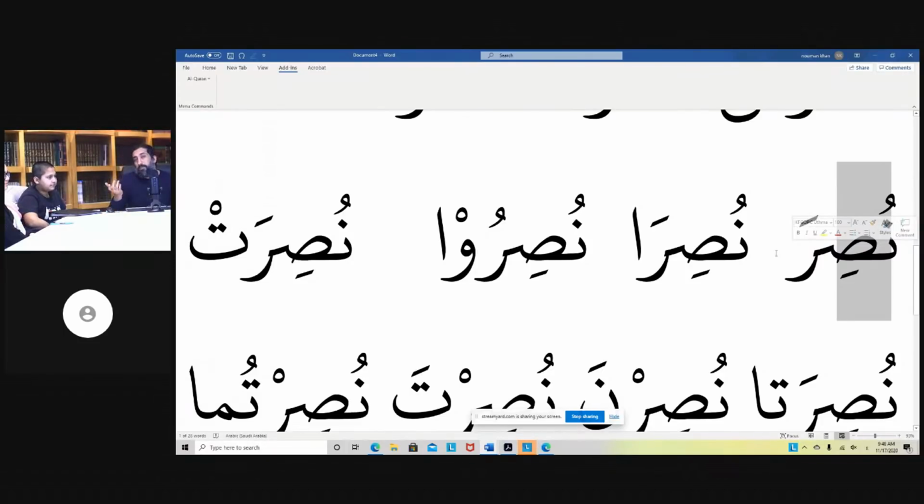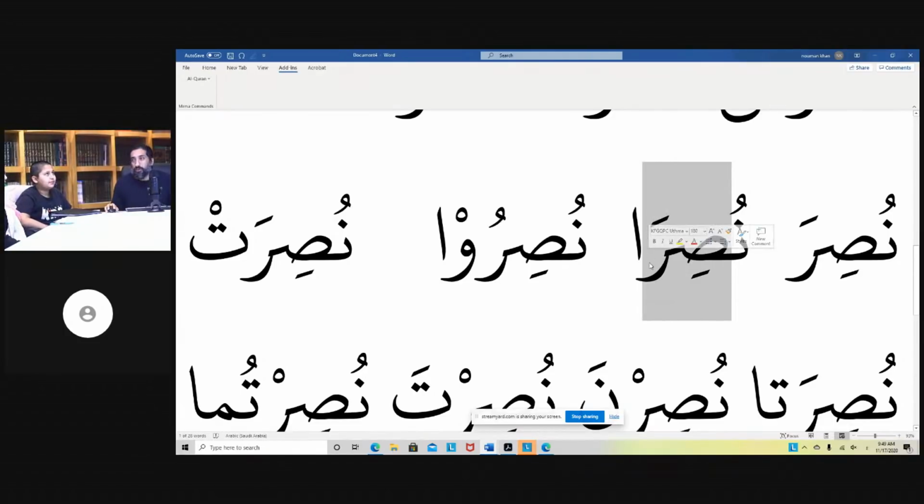What that means practically: nusira, instead of meaning he helped, that would be wrong. It would be he was helped. So he is not the helper, he's the one getting the help. It's almost like the done-to became the doer in a weird sort of way. Okay, so he was helped. What does nusira mean? He was helped.